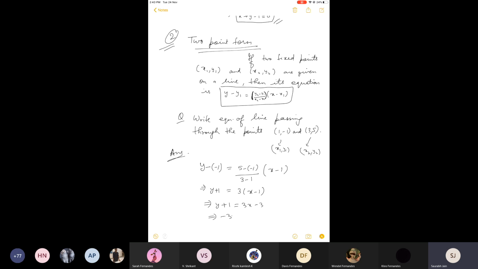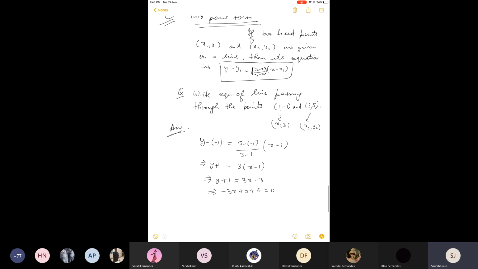And you can write minus 3x plus y plus 4 is equal to 0. This is also okay because it is in the general form. Or if you want, you can multiply both sides by minus 1, and this is also okay. Both the equations are the same only.